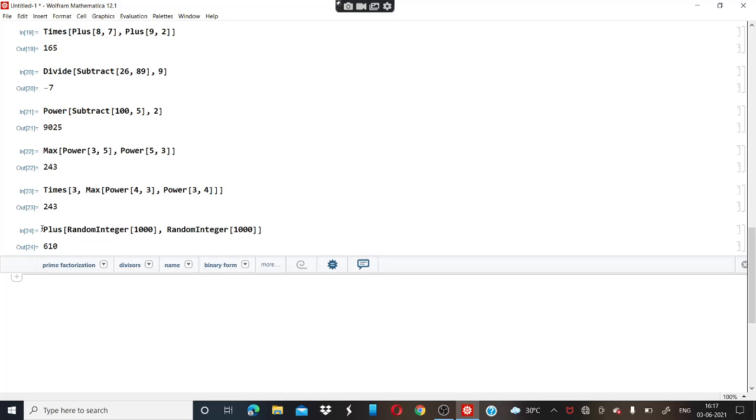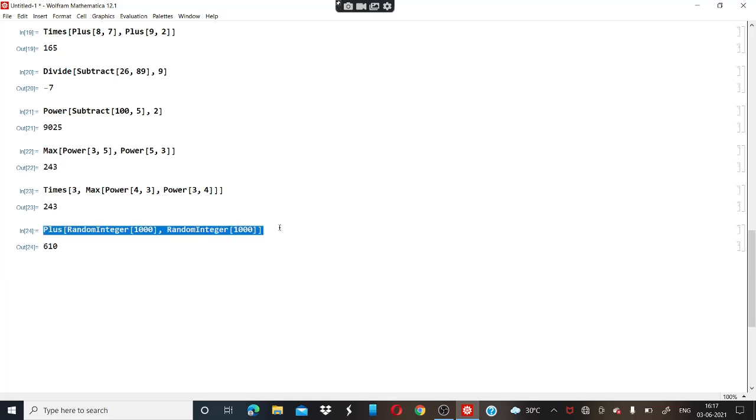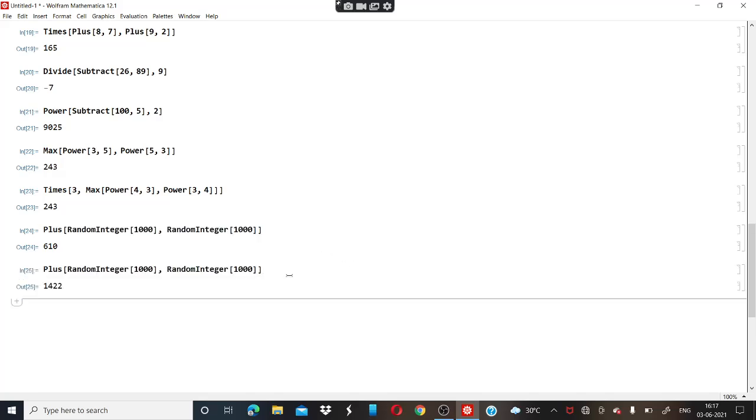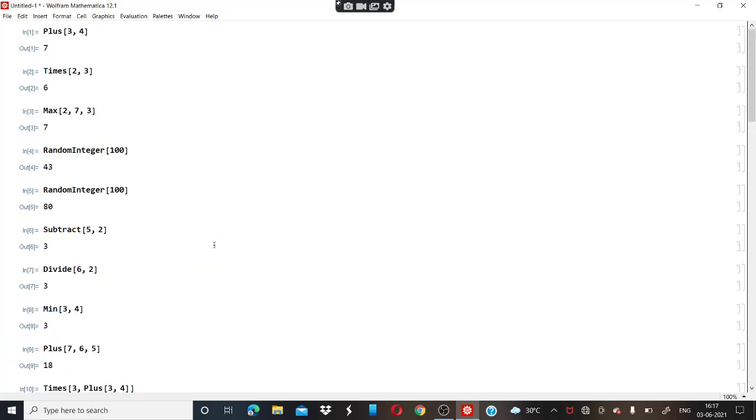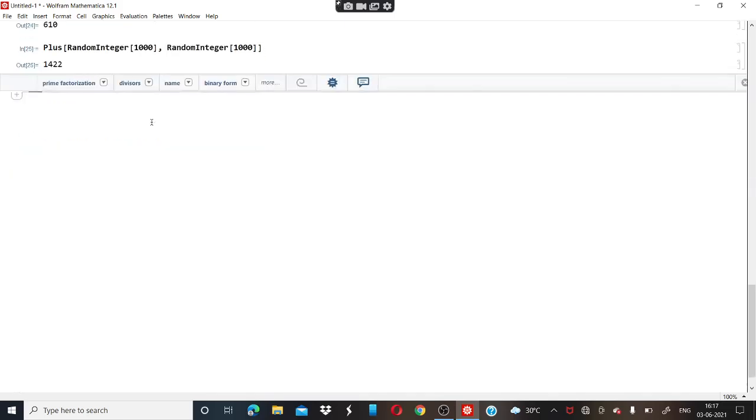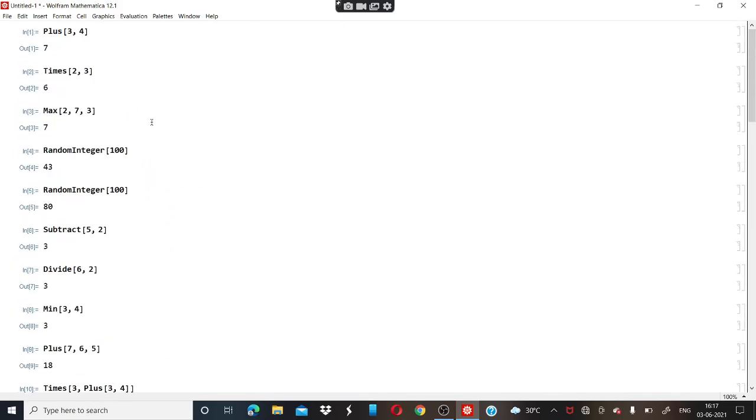Again you can copy this and in the next line paste it here and you will see another result. See, so as I told you how this function works. When you have no such keys available, you can use functions to talk with the computer.